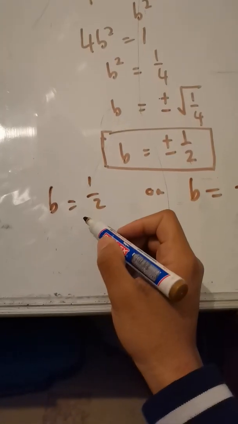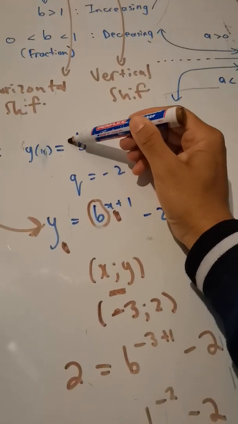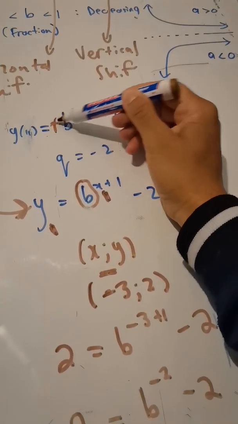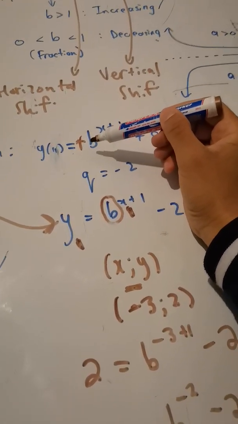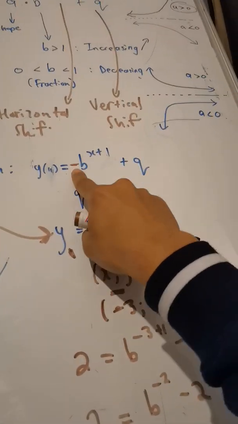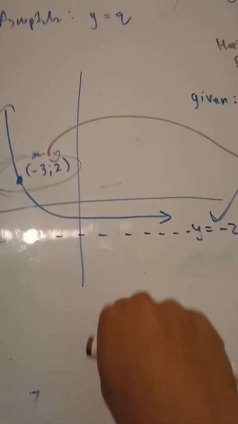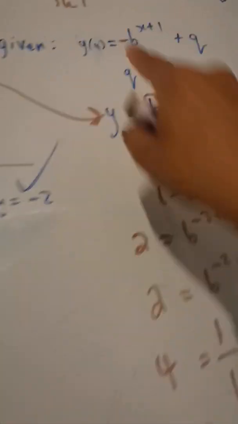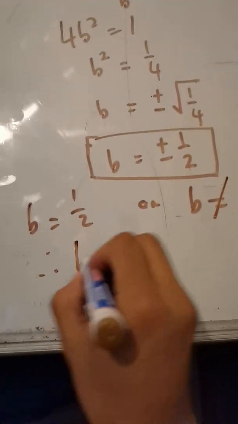If b is positive half, in this equation, it means that the a value is more than 0. It's positive there. Then it means that the graph lies above the asymptote. But if it's negative half, the graph lies below the asymptote. In this graph, does the graph lie above or below the asymptote? The graph lies above the asymptote. So therefore, b cannot be negative half. So therefore, b is positive half. You understand? Because the graph lies above the asymptote.